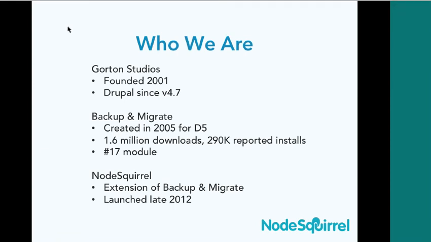And so NodeSquirrel is an offsite extension of Backup and Migrate. It's a destination, basically, for Backup and Migrate to send things. We're going to be talking about Backup and Migrate, why it's useful and such, but NodeSquirrel is basically a paid service that extends Backup and Migrate effectively to make it easy to get your backups offsite.